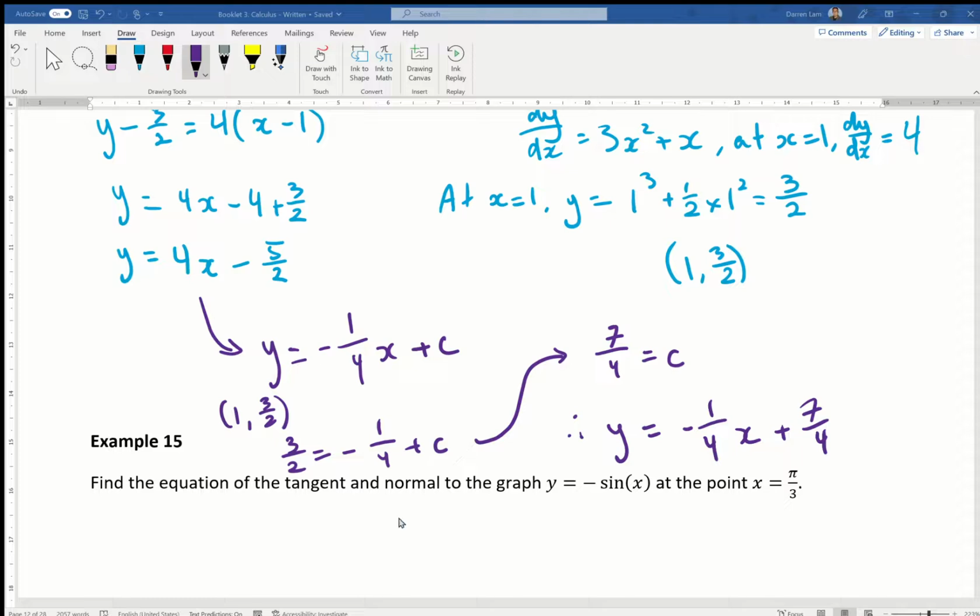Negative sine x. And then I'm just going to draw my function. Why does this look awful? What have I done wrong? I can zoom in a bit more, but it still looks horrendous.